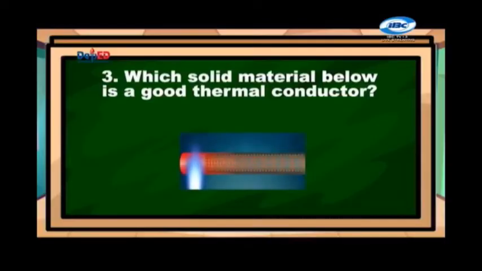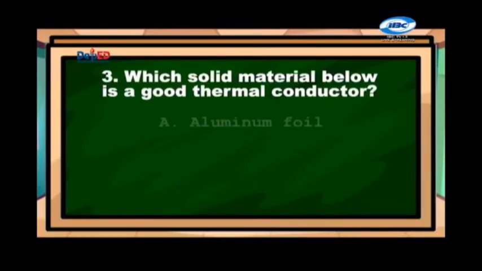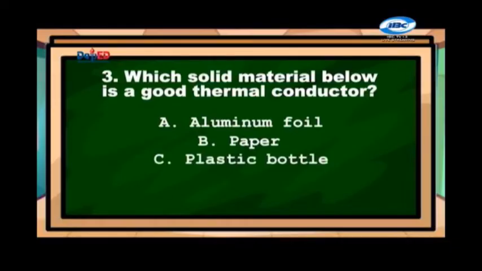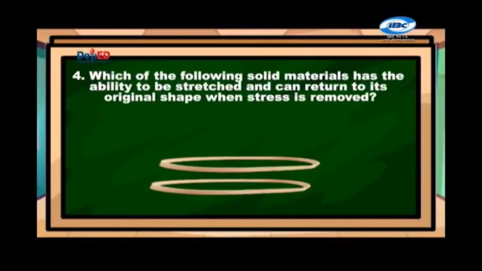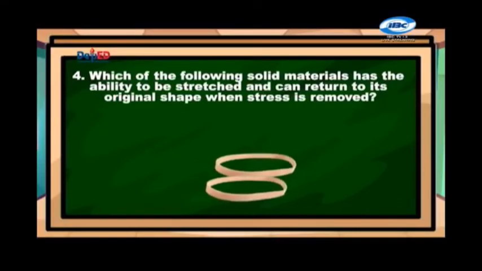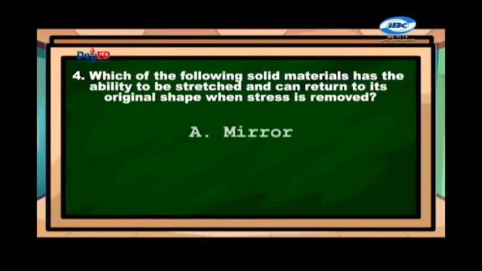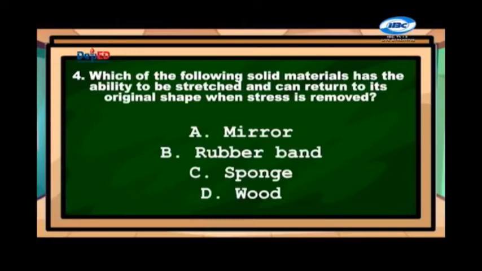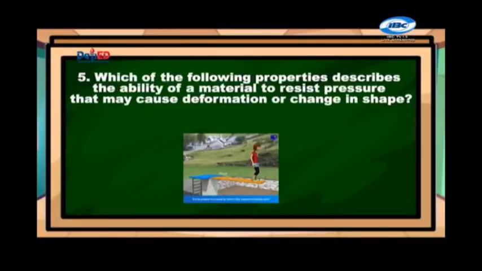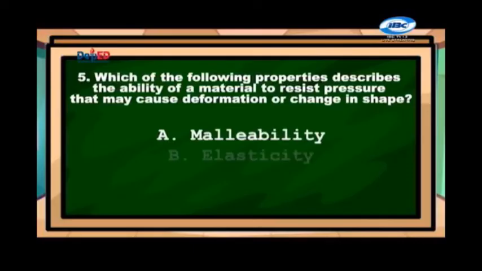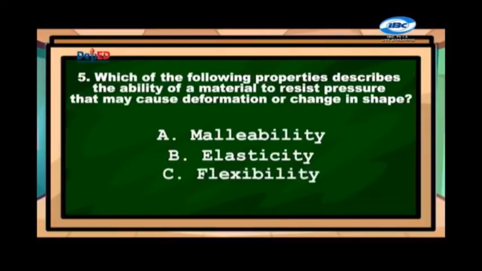Number 3. Which solid material below is a good thermal conductor? A. Aluminum foil. B. Paper. C. Plastic bottle. D. Wine glass. Number 4. Which of the following solid materials has the ability to be stretched and can return to its original shape when stress is removed? A. Mirror. B. Rubber band. C. Sponge. D. Wood. Number 5. Which of the following properties describes the ability of a material to resist pressure that may cause deformation or change in shape? A. Malleability. B. Elasticity. C. Flexibility. D. Hardness.